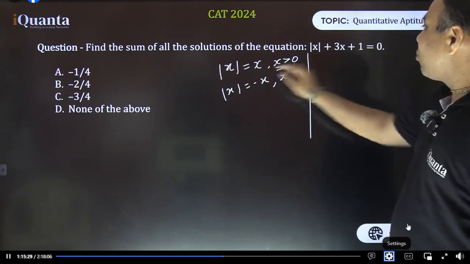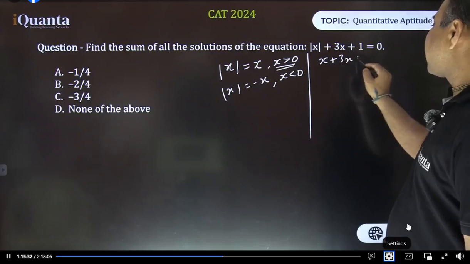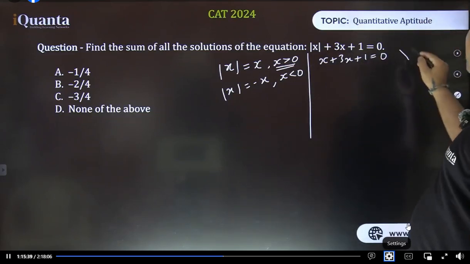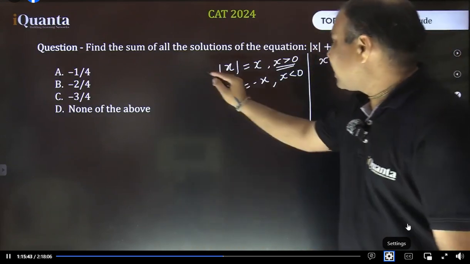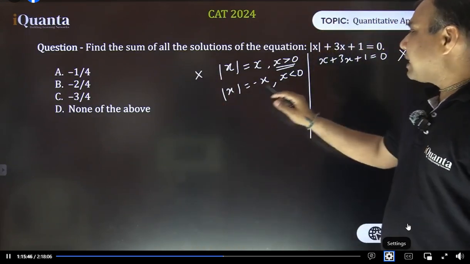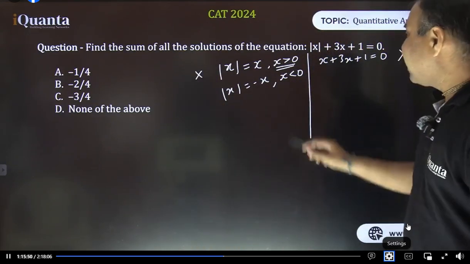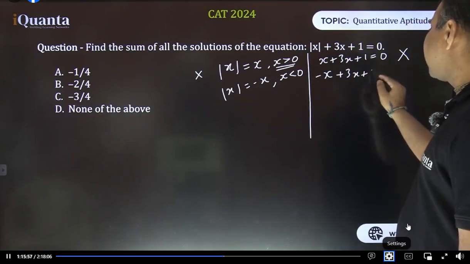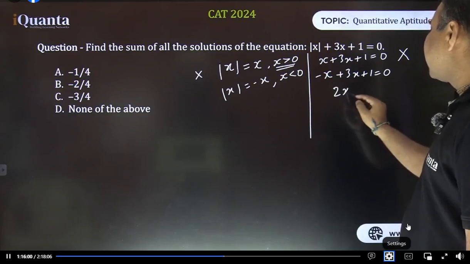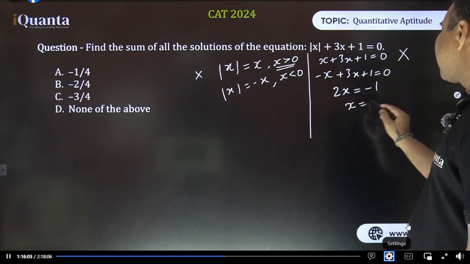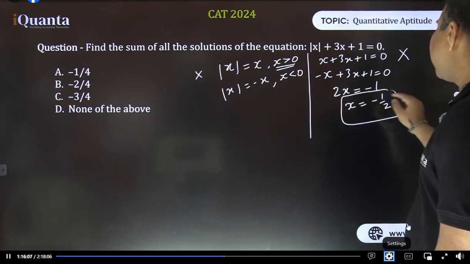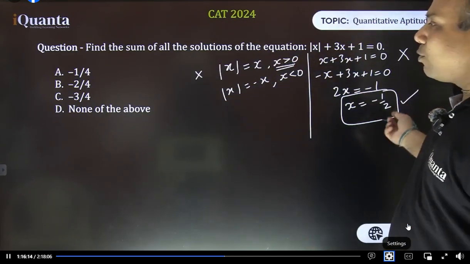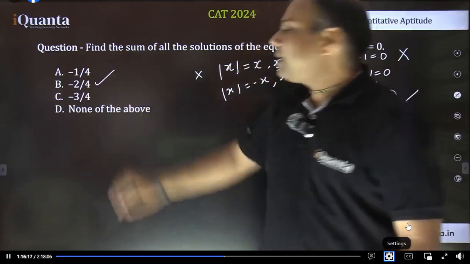Let's check. If I'm writing mod x as x, then x plus 3x plus 1 should be equal to 0. But x is positive, so positive plus positive plus positive, can it be equal to 0? Not possible. This first case is not valid here. Second case, mod x is negative x, which means x is negative. That should come out to be negative. Let's see. When mod x is negative x, that is, minus x plus 3x plus 1 should be equal to 0, which means 2x should be equal to -1, or x should be equal to -1/2. So that is the only value possible. The question was to find the sum of all the solutions of this equation. There's only one solution, -1/2 or -2/4. So option B is the right answer.